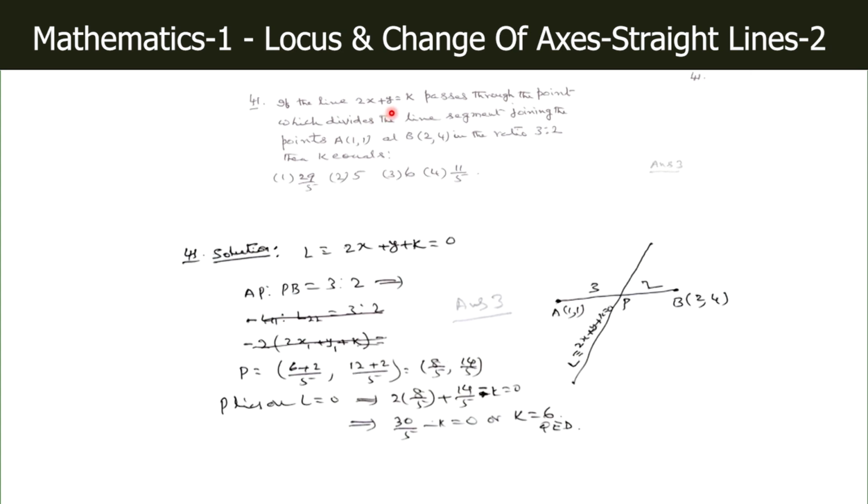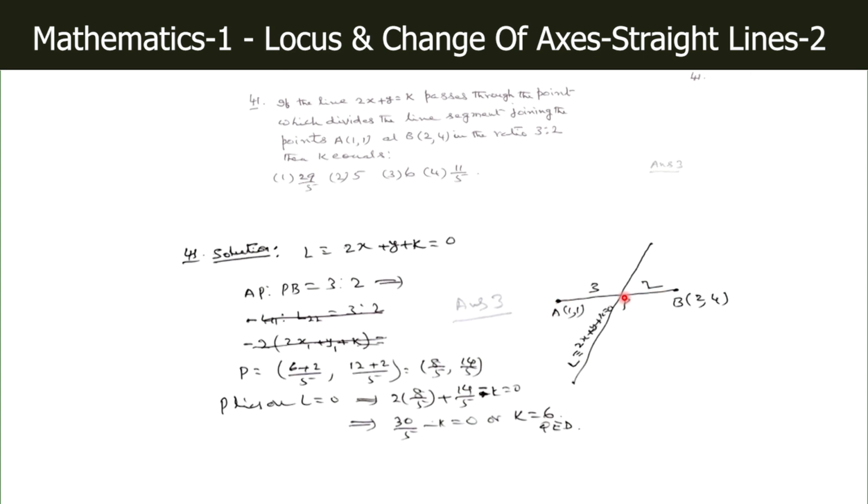If the line 2x plus y is equal to k passes through the point which divides the line segment joining points A(1,1) and B(2,4) in the ratio 3:2, then k equals: option 1, 29 by 5; option 2, 5; option 3, 6; option 4, 11 by 5. Okay, right. Now see the figure. A is (1,1) and B is (2,4). Suppose P divides AB in the ratio 3:2.